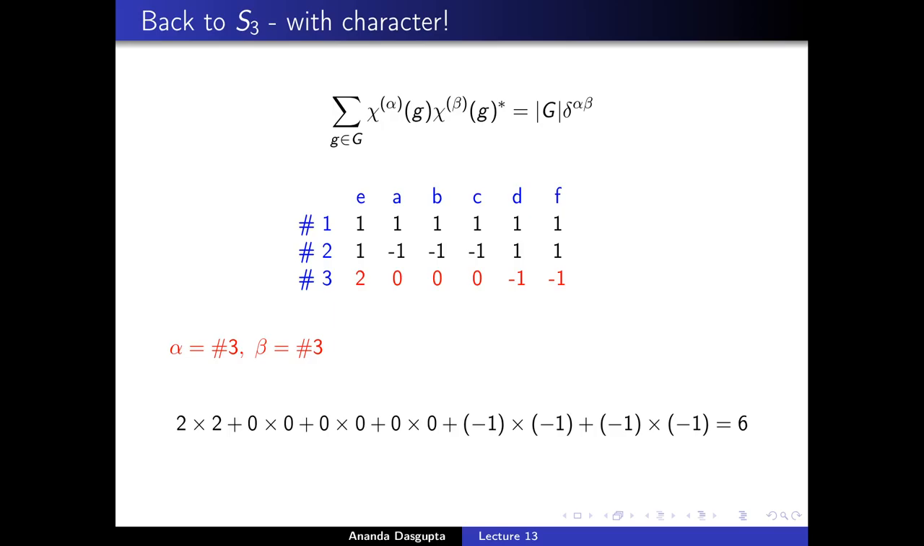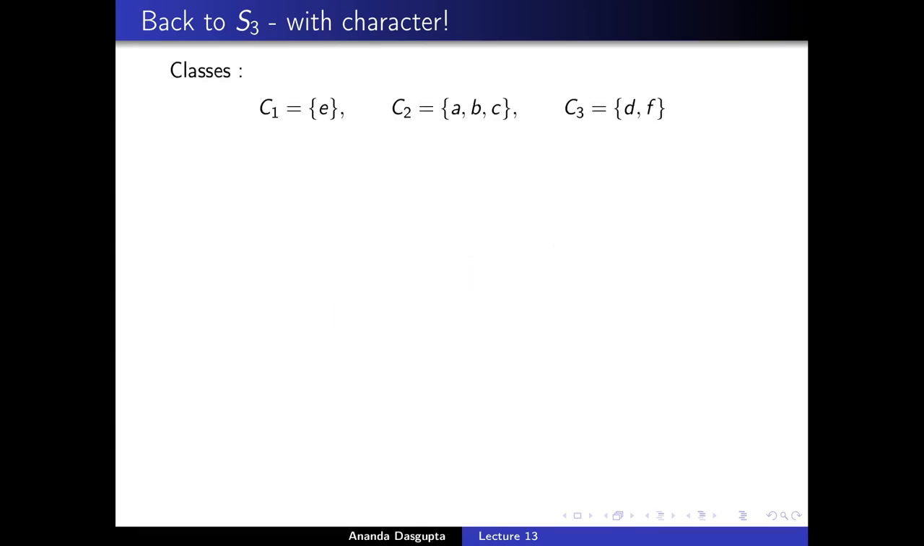What that means is, instead of labeling the columns by using the group elements themselves, it will be more economical to label them using the class labels. So let us divide up the group into its three conjugacy classes. The order I have chosen here is slightly arbitrary. C1 is almost invariably chosen by everybody to be the one class containing the identity and the identity alone. The rest of the ordering is somewhat arbitrary. So what we have is three classes, C1 with one element, C2 with three elements, and C3 with two elements.